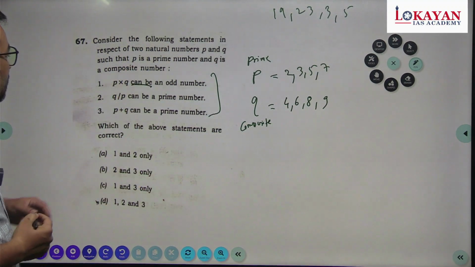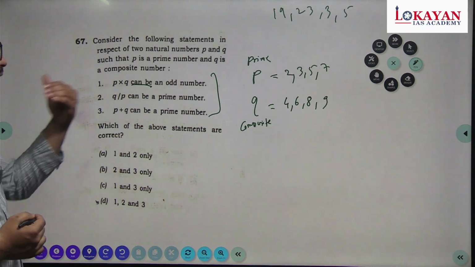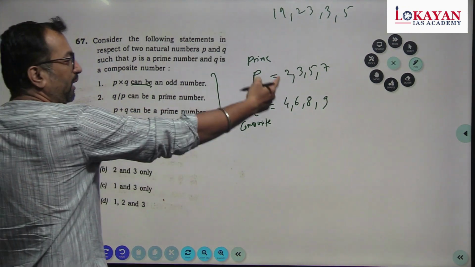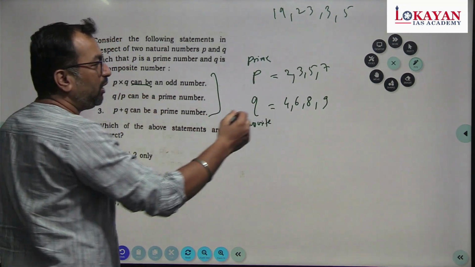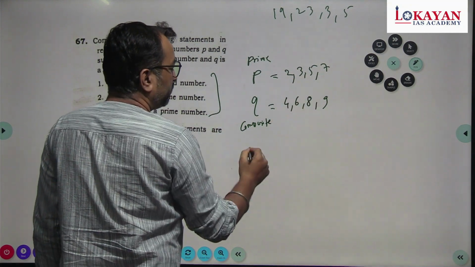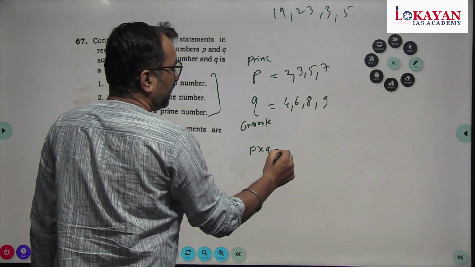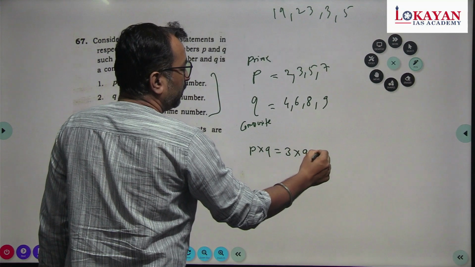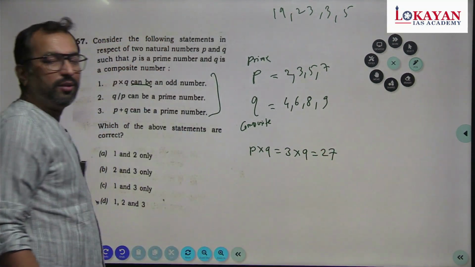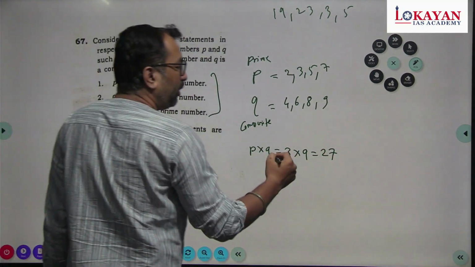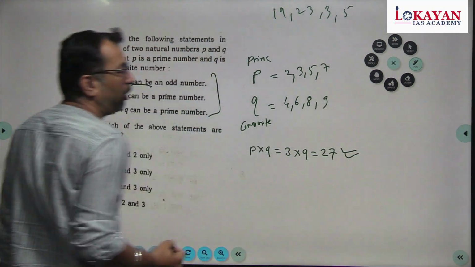The first test is P into Q can be an odd number. Let's check P into Q. Let's take P as 3 and Q as 9. It gives me 27. So P into Q can be an odd number.